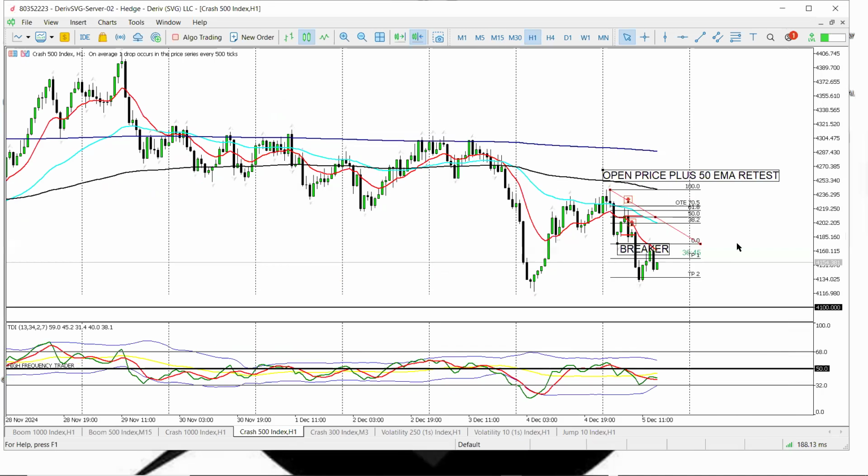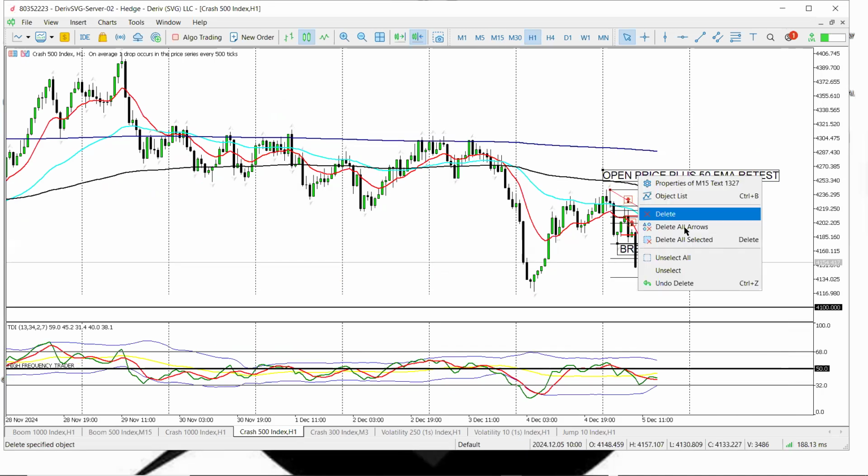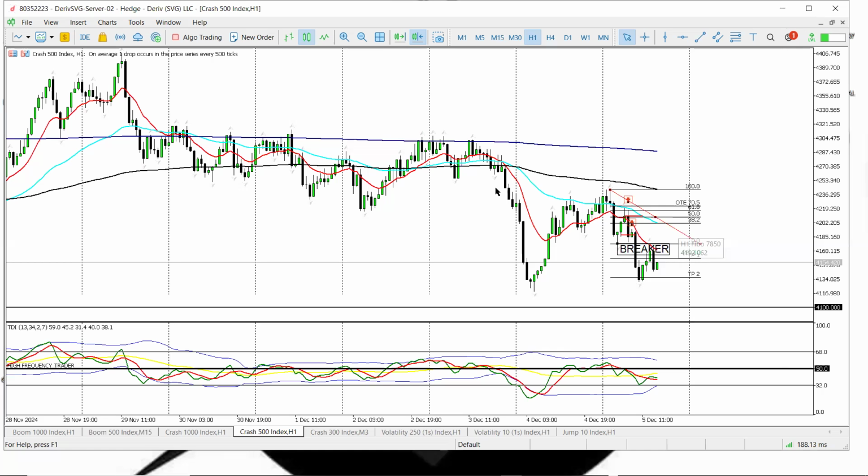Then the next setup I had on C500, as you can see. C500 again. On this one, we've been bearish, so this is a break. I'll just mark this again just now. Let's move this. Okay, so I came to the charts.